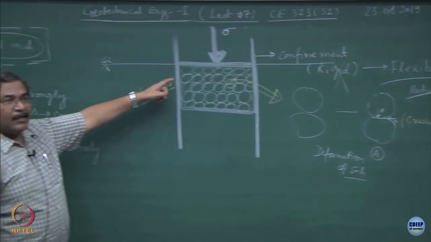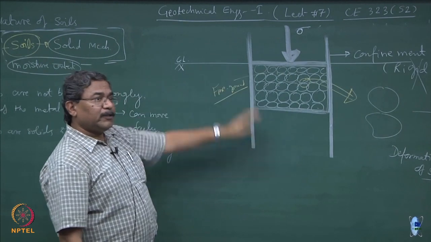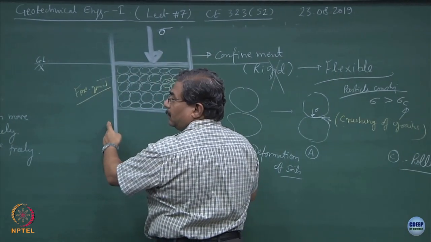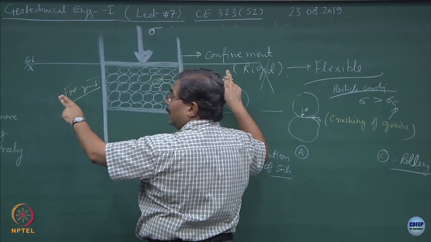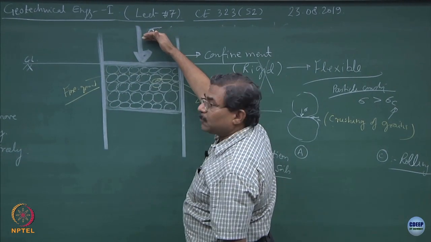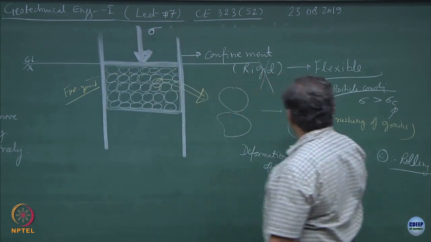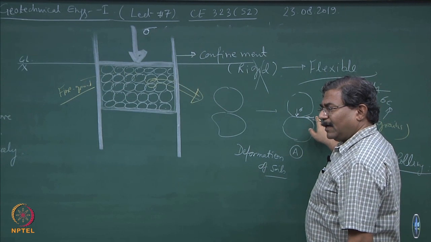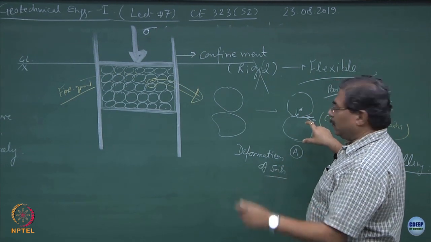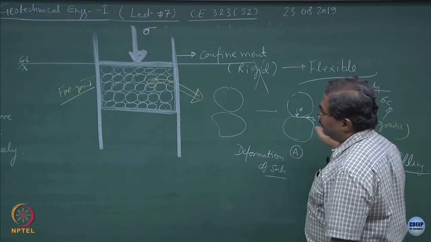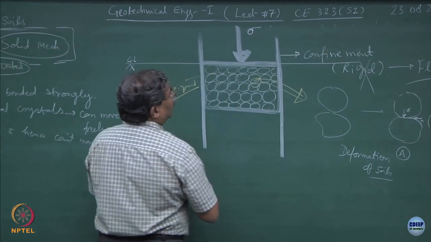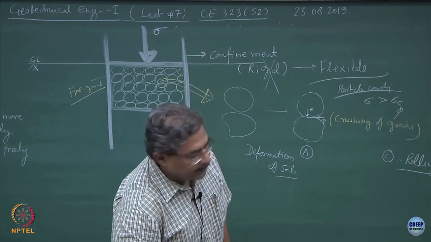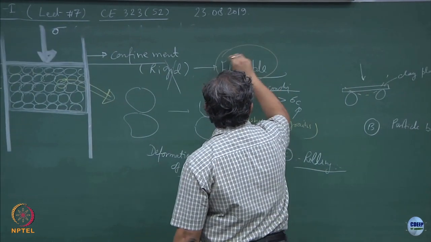In this case, the chances of rolling are going to be absolutely zero. Why? Because I said this is a confined rigid system, there is no lateral deformation. The only possibility is, the more and more stress you apply, the load which you are applying is getting converted into the form of stress, and this stress might create a shear stress, and because of the crushing incapability of the material, the system crushes. The moment this confinement becomes flexible, which is the situation in most of the cases, now what is going to happen?